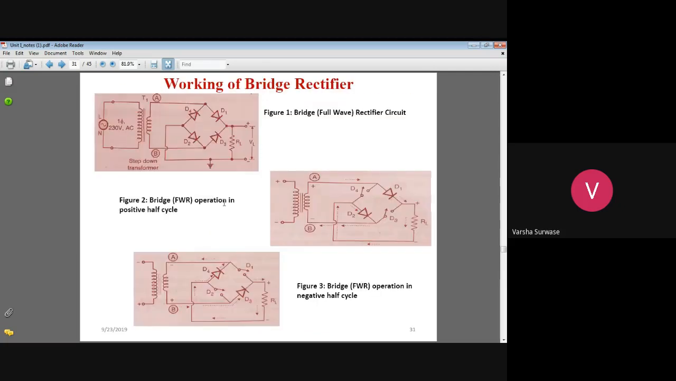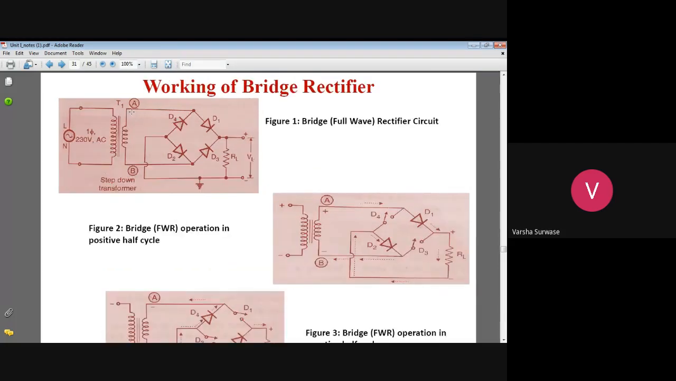Now we will see the third circuit, that is the bridge rectifier. To design a bridge rectifier, what is the requirement? A step down transformer is necessary, and four rectifier diodes and one load resistance RL are required. Now you have to arrange the diodes in a bridge-like structure. You can observe that in the circuit diagram. Here a bridge-like structure is there.